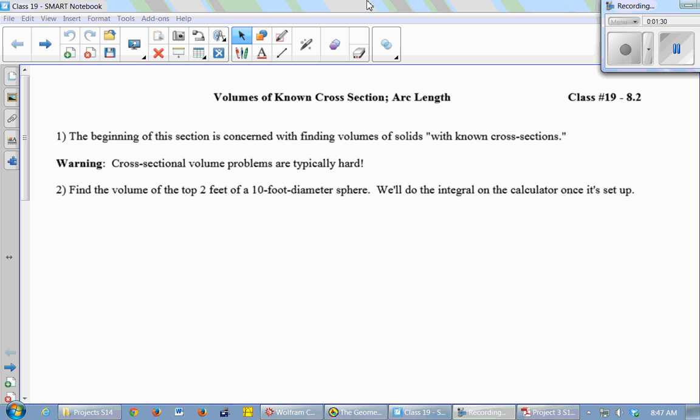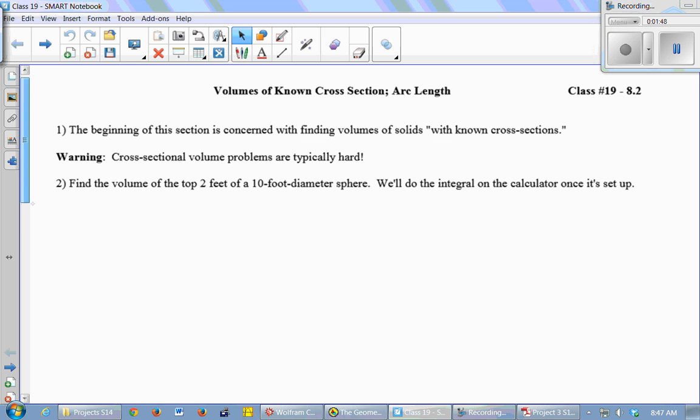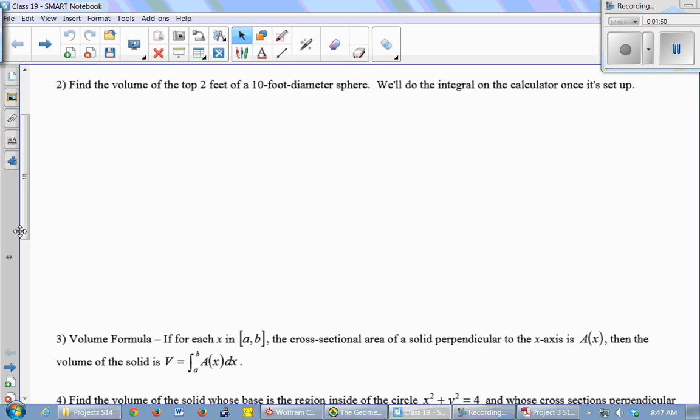Okay, so we're going to continue talking about volumes of solids today. The beginning of this section is concerned with finding volumes of solids with known cross sections. These are typically hard cross-sectional volumes. We're going to start out by finding the volume of the top 2 feet of a 10-foot diameter sphere. So like the cap on a sphere, like the top of a pumpkin that you'd cut off, something like that.